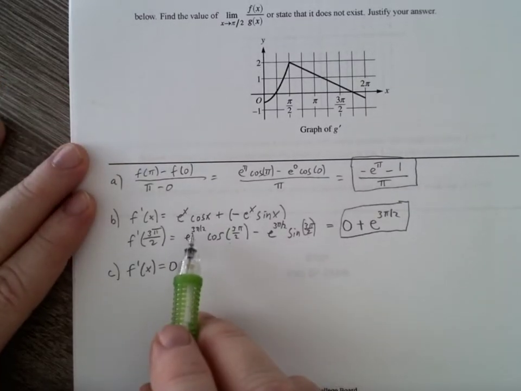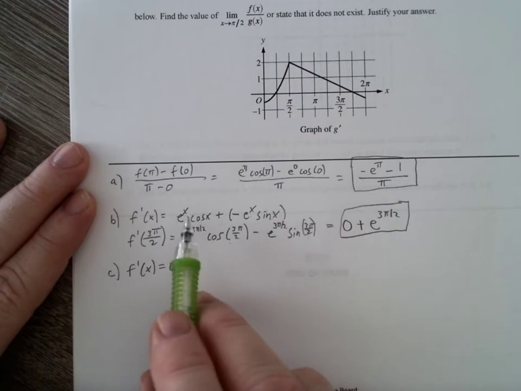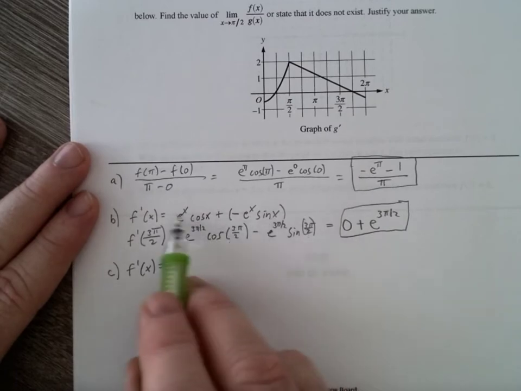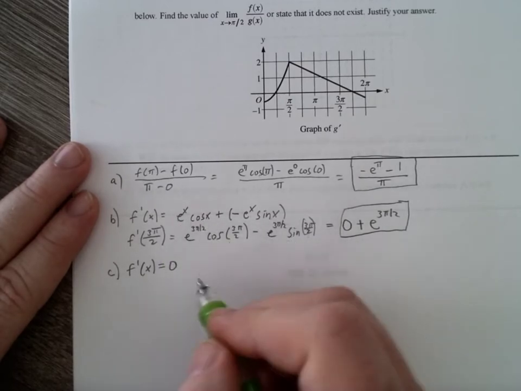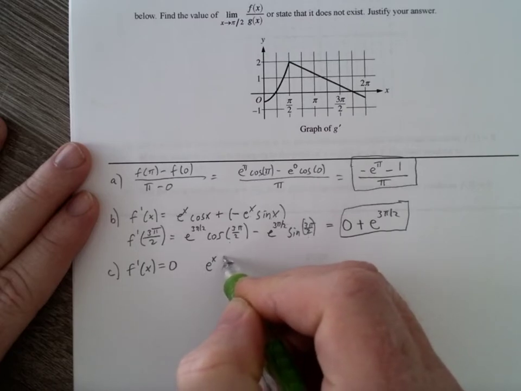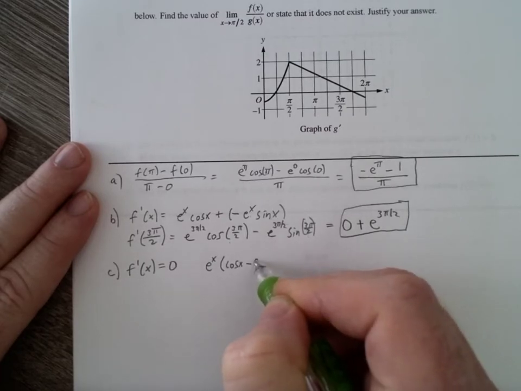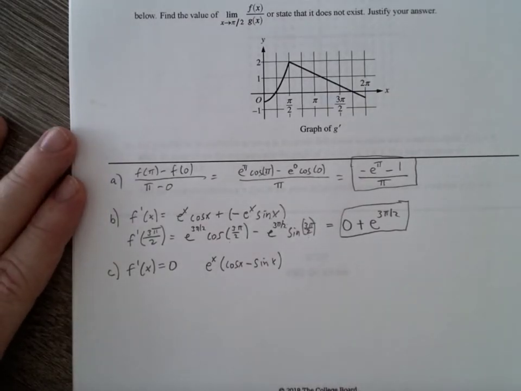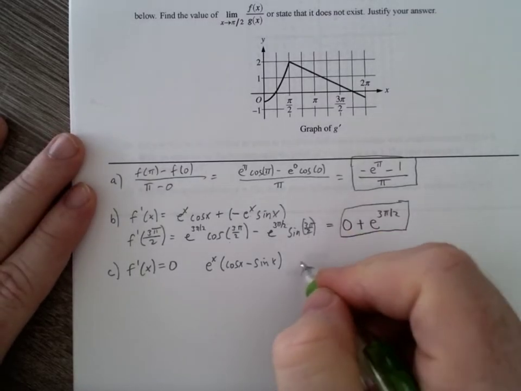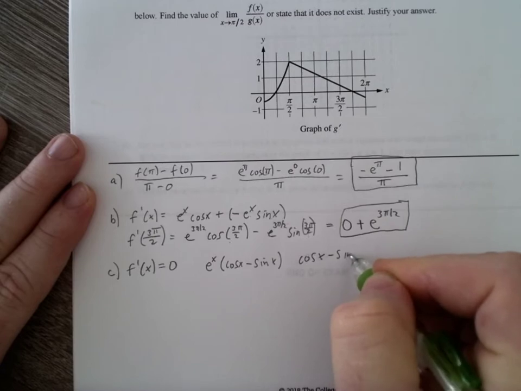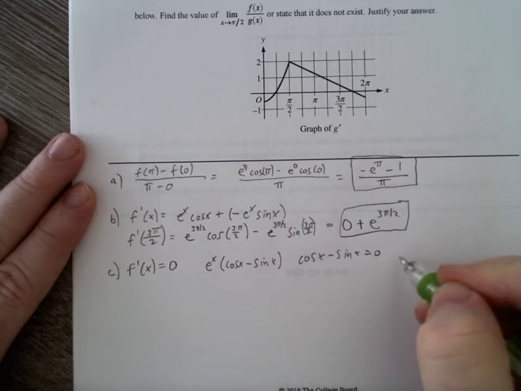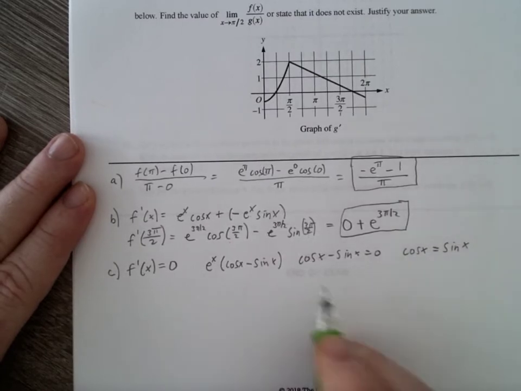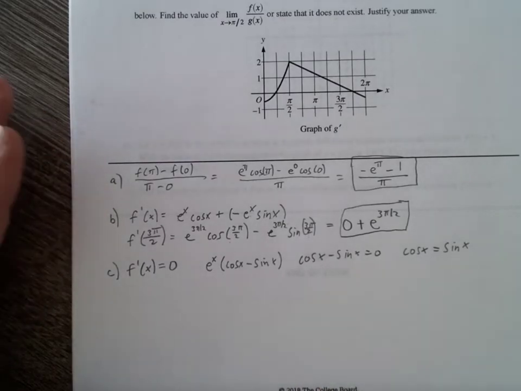If you go back and look up here, we have our derivative, e to the x cosine x minus e to the x sine x. If you factor out the e to the x, you'll end up with e to the x times cosine x minus sine x. This will never be equal to 0, because e to the x will never be 0. So we're just going to set cosine x minus sine x equal to 0, and that's the same thing as saying where is cosine equal to sine. Because if you subtract them and get 0, that means they have to be equal.